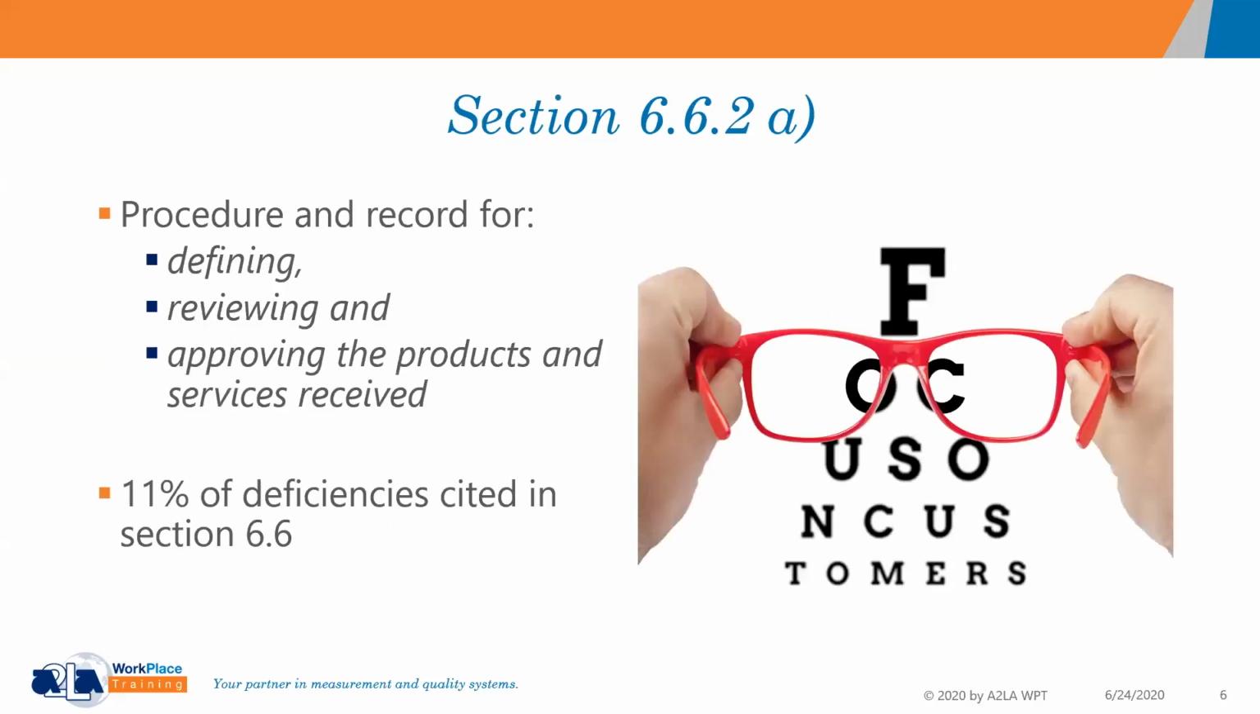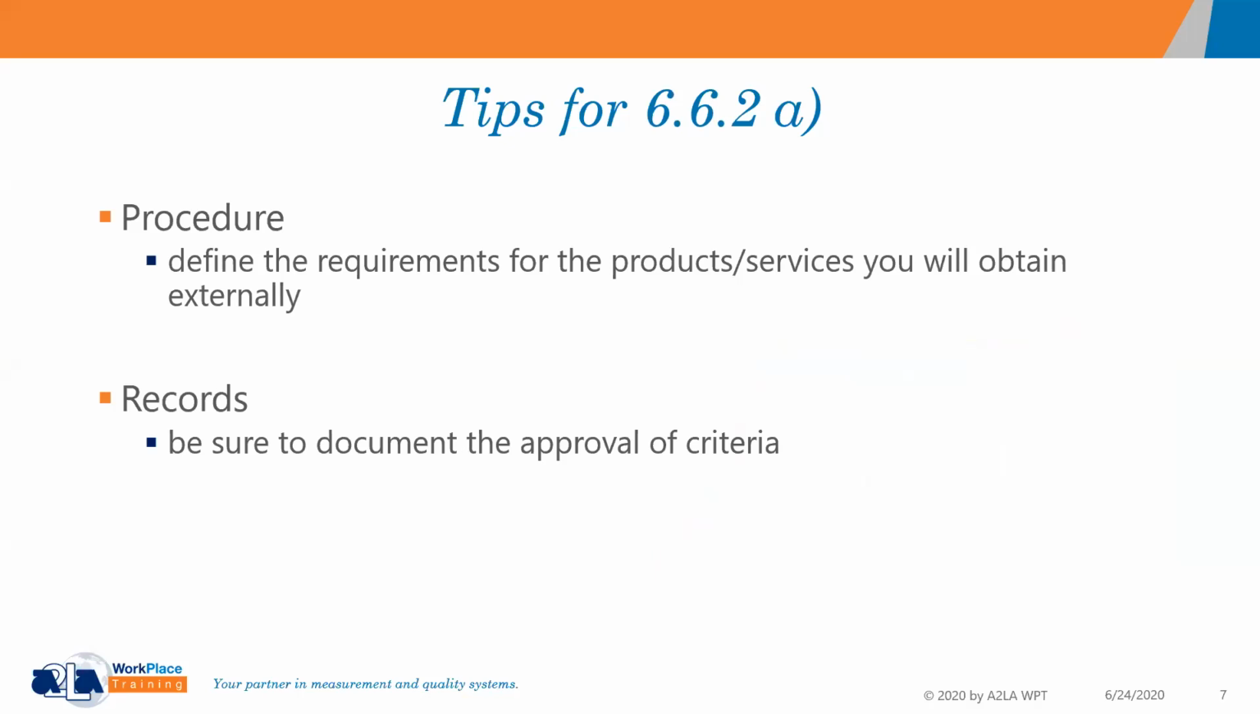And this is a completely new requirement that the standard has put in place for 2017. So you now have to have a procedure and record for defining, reviewing, and approving the products and services received. And this makes up 11% of the deficiencies that are cited against this particular section of the standard. And when it comes to addressing the procedure, really you're defining the requirements for the products and services that you attain externally. And depending on what the intended use of the products and services are, you're going to have specific things influence what you would define as the criteria.